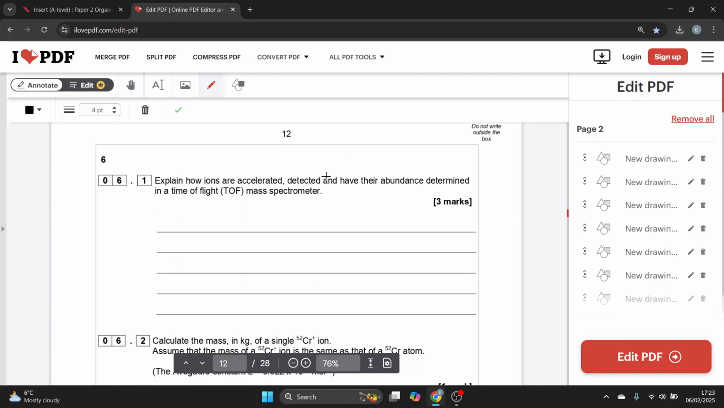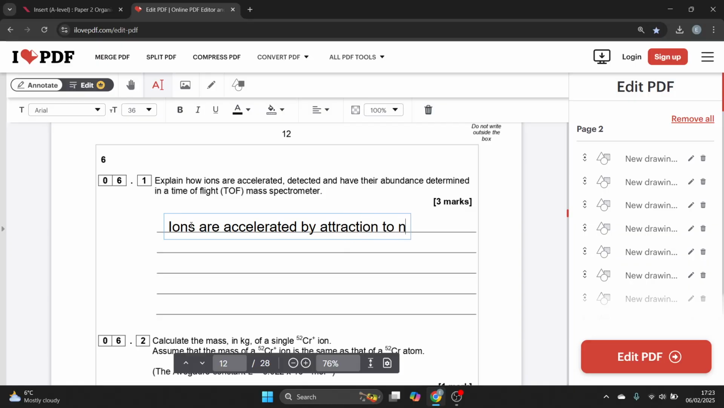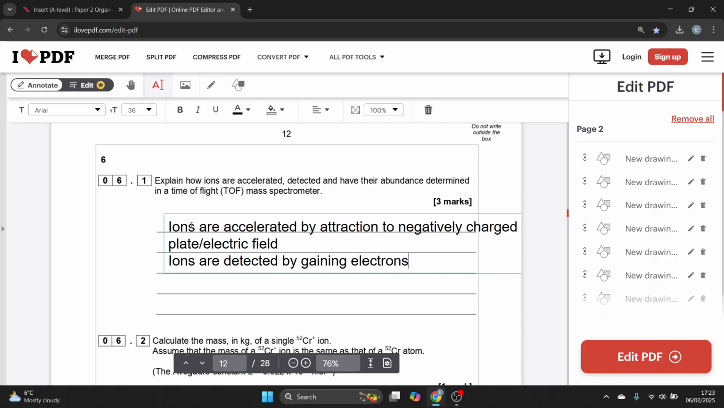Question 6. Explain how ions are accelerated, detected, and have their abundance determined in a time of flight, TOF, mass spectrometer. So, ions are accelerated by attraction to a negatively charged plate or electric field. Ions are detected by gaining electrons, very simple, and ion abundance is determined by the size of the current flowing in the detector.